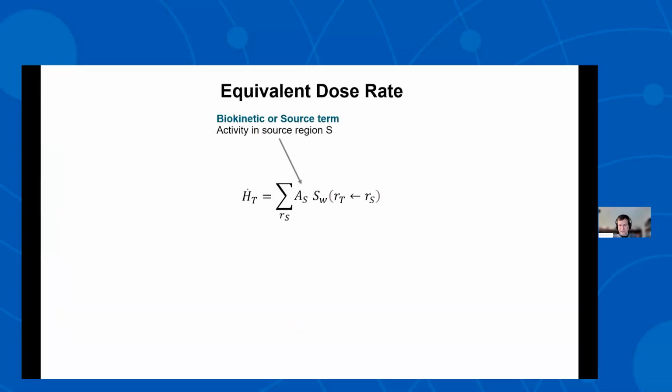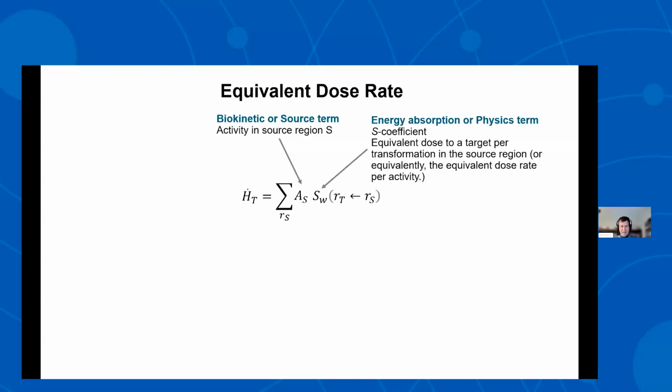The first term is what I call the biokinetic or source term, which is the amount of activity in a source region S. And the second term is the energy absorption or physics term, and this is called the S coefficient. It gives the equivalent dose rate to the target per activity in the source region. To get the total equivalent dose rate to a given target tissue, we simply sum over the contributions from all the source regions which irradiate that target.